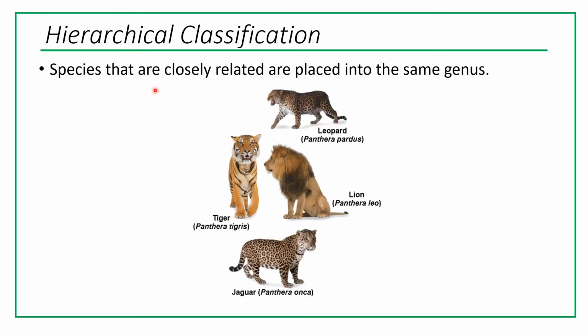Species that are closely related are placed into the same genus, right? If you look at these big cats, you can see their common names like leopard, lion, tiger, jaguar, and in the parentheses you can see their scientific names for their species, and it's always two words, genus and species, with the first letter of the genus capitalized. You can see they are different species, but the genus Panthera is the same, and it tells us that they are a closely related group of animals.